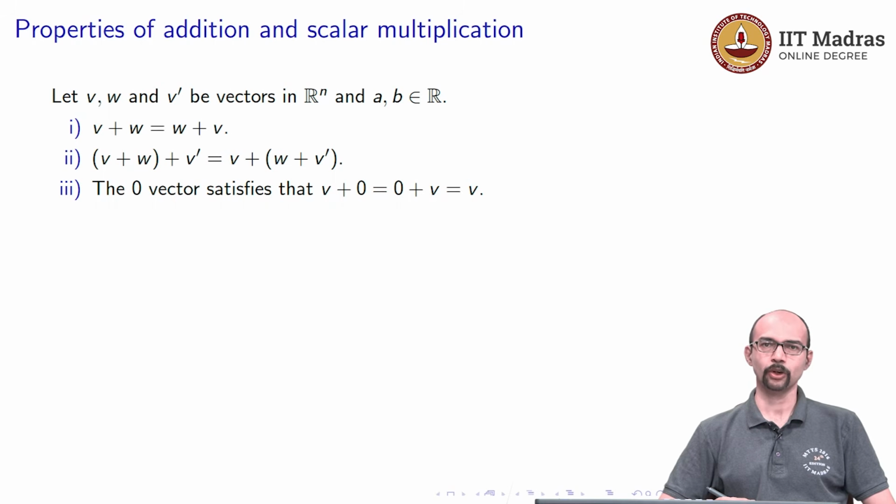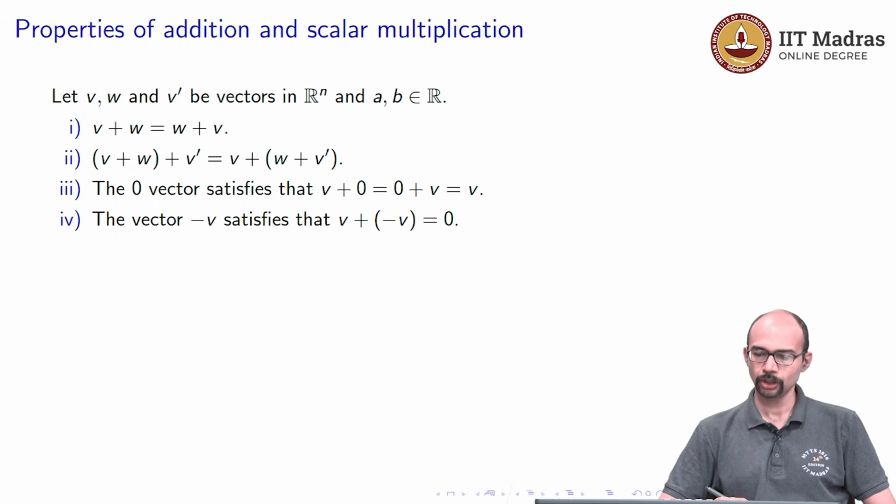Then we have something called the zero vector, where all the entries are 0, so 0, 0, ..., 0 n times, and it satisfies that if you add that to any vector from either side, meaning v plus 0 or 0 plus v, then you get back the vector v. Then we have a vector called minus v: if v has components v1, v2, ..., vn, then minus v has components minus v1, minus v2, ..., minus vn, and we can clearly see that if you do v plus minus v, then you get 0, and similarly minus v plus v gives 0.